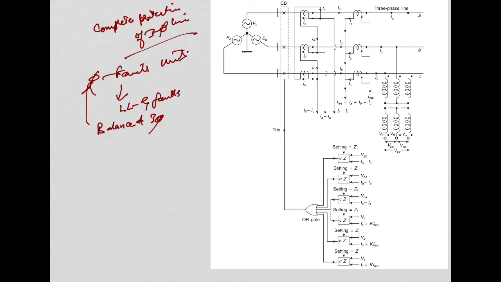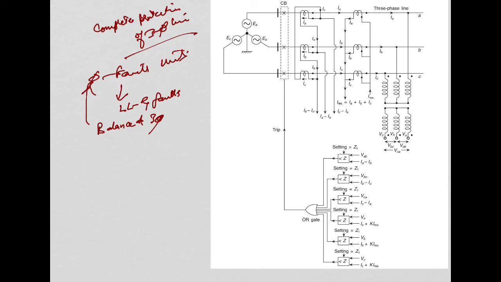So thus in all the 6 distance measuring units, each set at Z1, the positive sequence impedance of the line section, are sufficient for the complete protection against all the 10 shunt faults. So it can be observed that in all the 6 distance measuring units that we have discussed for the phase and the ground faults, each set at Z1, are sufficient for the complete protection against all the 10 shunt faults, which is shown in the figure.